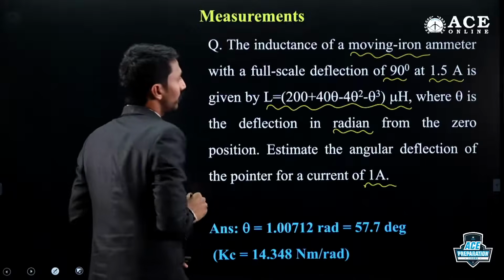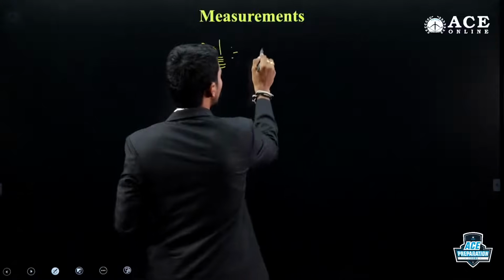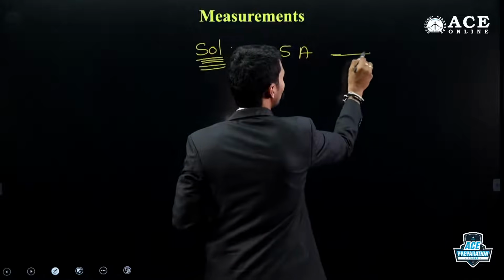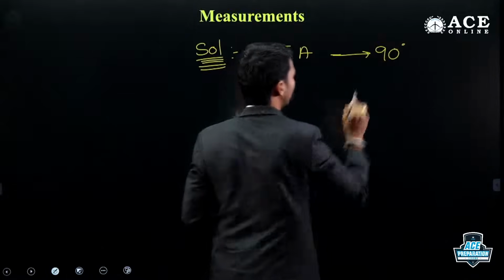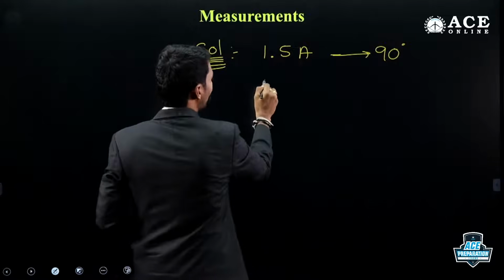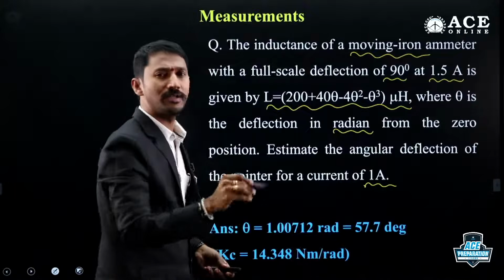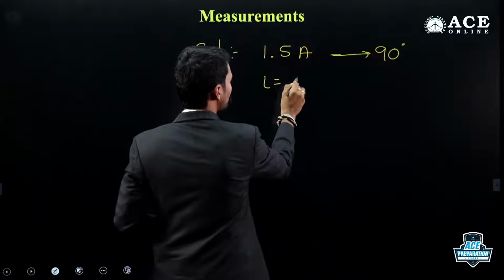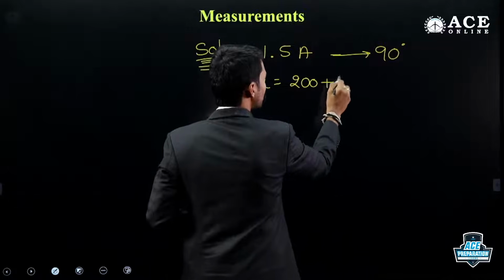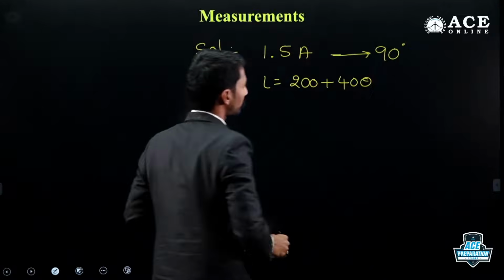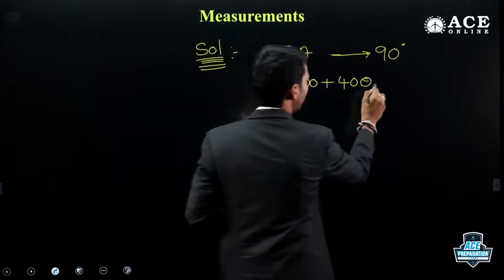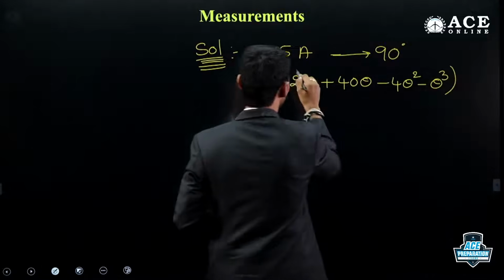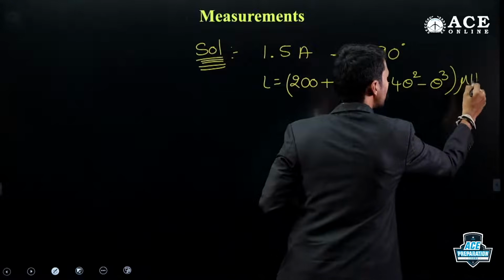Here, full scale deflection: simply 1.5 amperes is given, and it gives the 90 degrees deflection. Now, the self-inductance of the moving iron instrument coil is 200 plus 40 theta minus 4 theta square minus theta cube. So many microhenries is given.